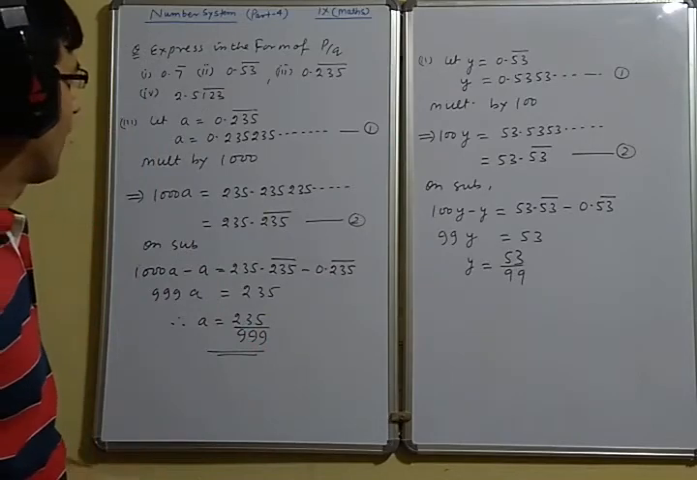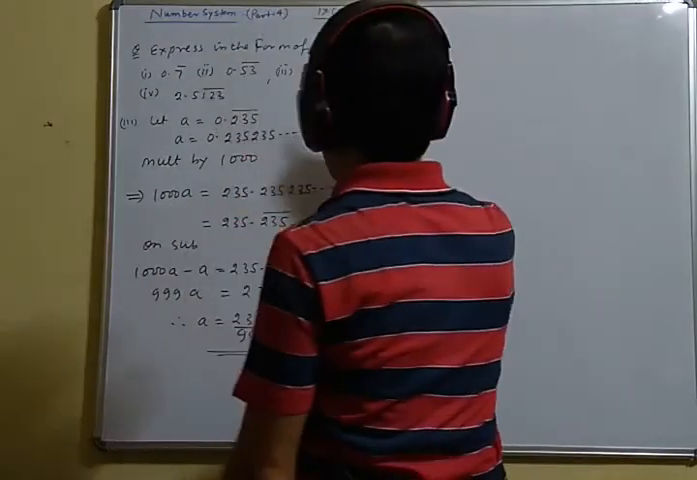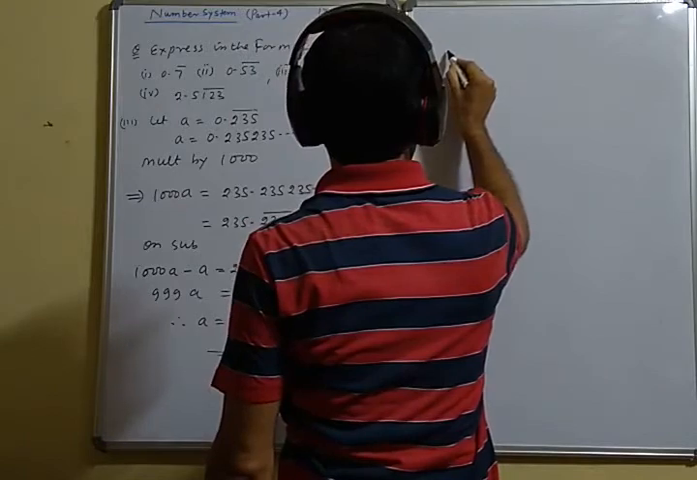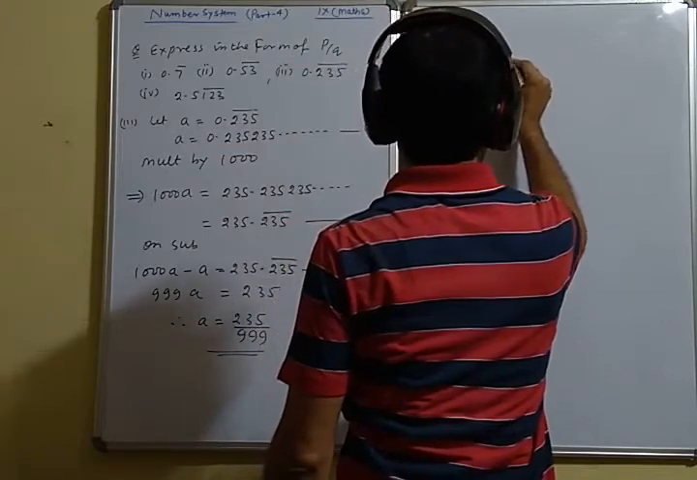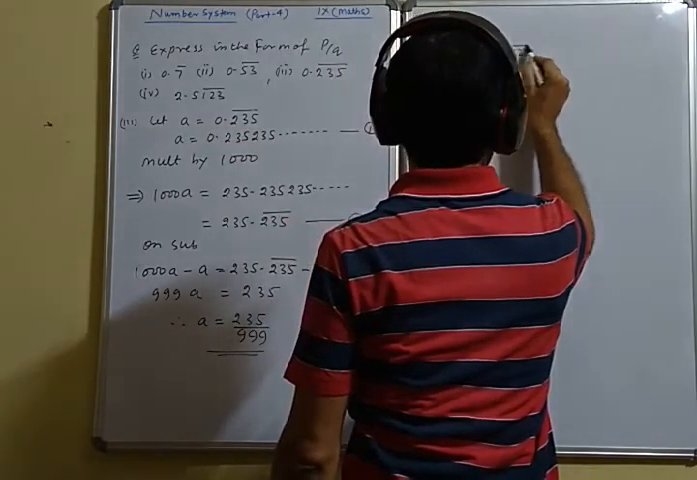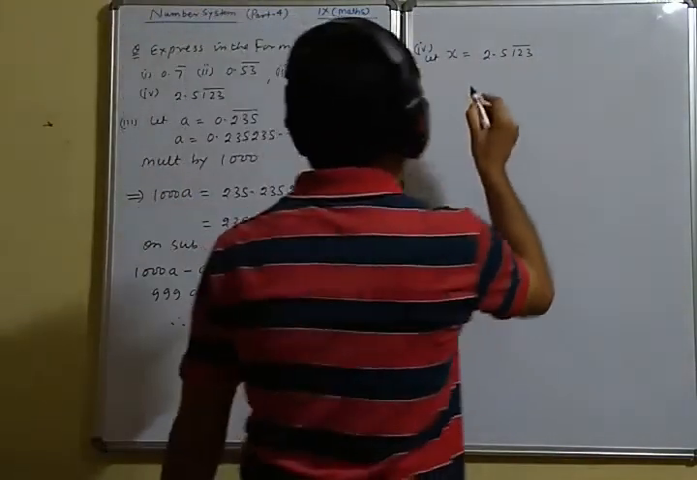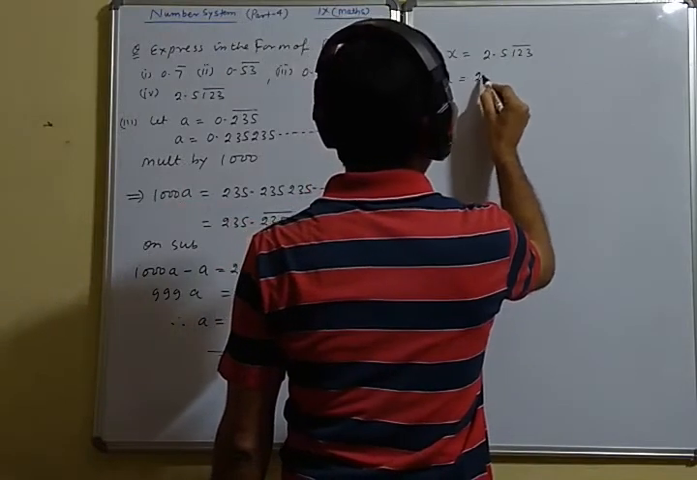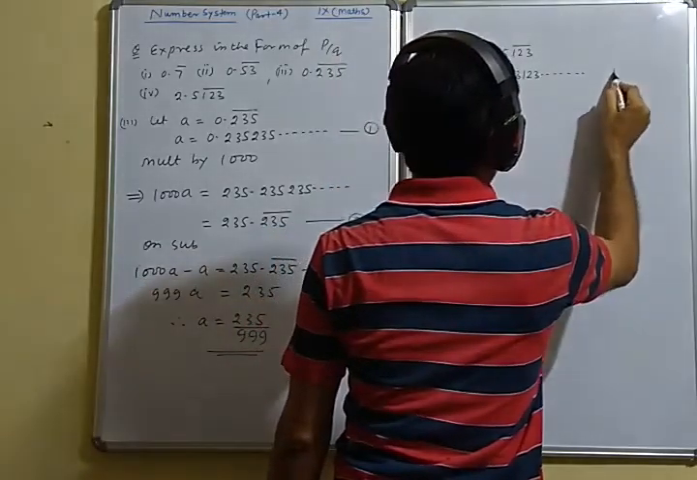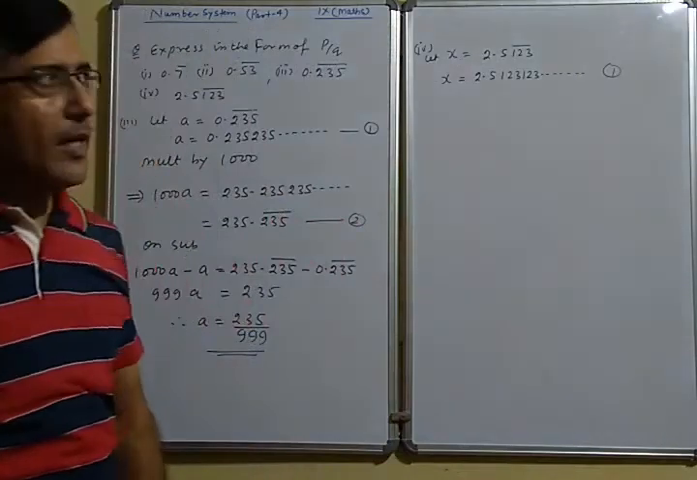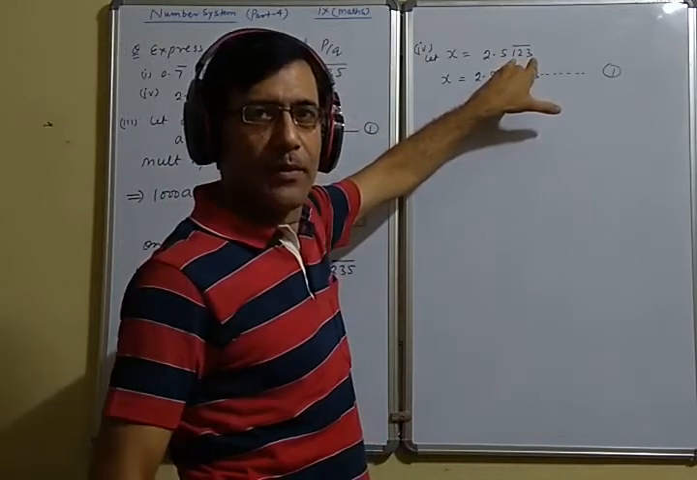Now let us see one more problem. The last part is, let it be x equal to 2.5123 bar. The bar is only on 1, 2, 3. So what does it become? We can write it as 2.5, 1, 2, 3, 1, 2, 3, and so on. This is equation number 1. Here the repeating block contains 3 digits: 1, 2, 3.